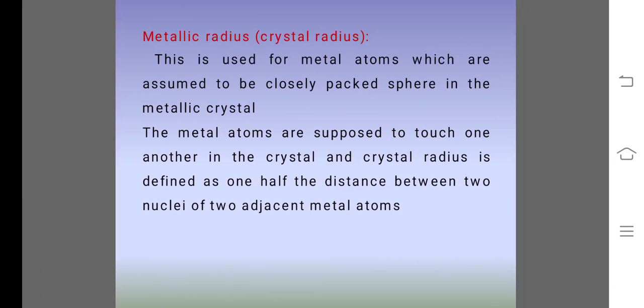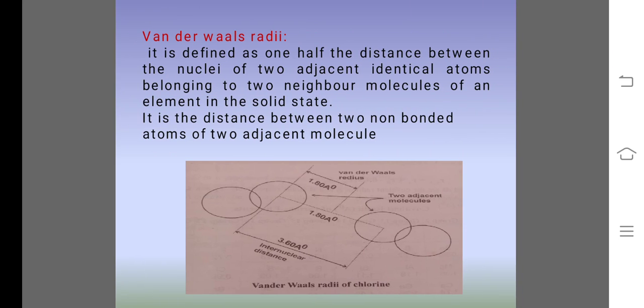Now we will see the metallic radius, or it is also called the crystal radius. This is used for metal atoms which are assumed to be closely packed spheres in the metallic crystal. The metal atoms are supposed to touch one another in the crystal, and crystal radius is defined as one half the distance between two nuclei of two adjacent metal atoms. Okay. Now, the van der Waals radius, it is generally present in the gaseous molecule.